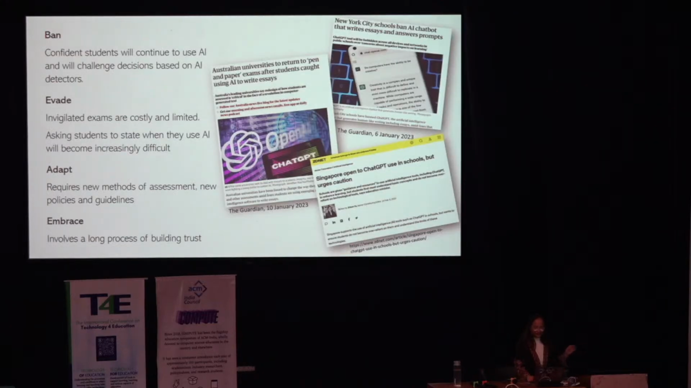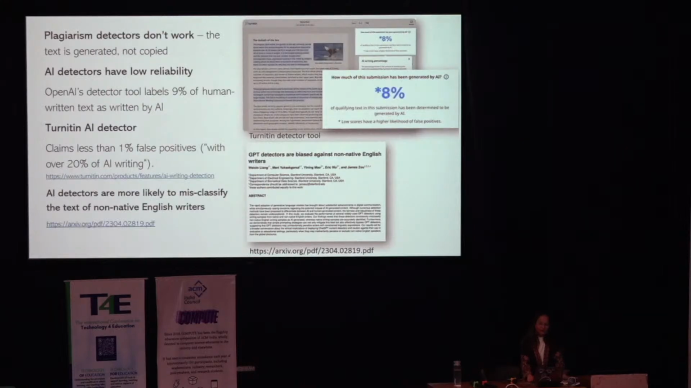And staying on the theme of assessments for a while, there's been a lot of talk about how to assess what students have learned, given these amazing capabilities of AI to produce essays and code and answers and everything. And these are the approaches being currently taken. It's clear to me that assessments need to be reimagined and redefined. We'll have to operate in that adapt and embrace phase. I don't think banning or evading is going to work. We know that plagiarism detectors don't really work.